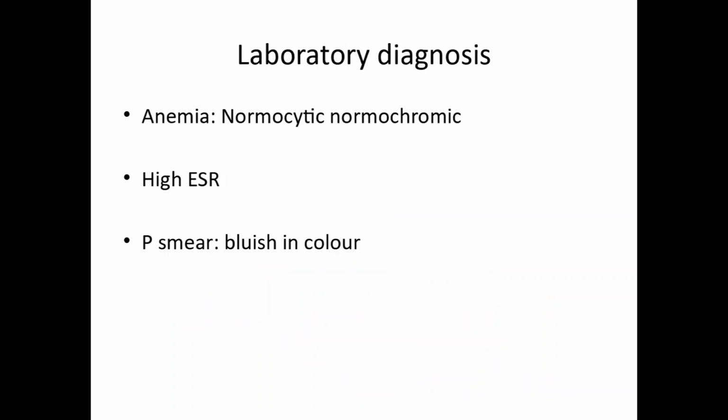For the diagnosis, the patient will have a normocytic normochromic type of anemia. The patient will have a high erythrocyte sedimentation rate, and the peripheral smear, if you see from outside, will appear very bluish in color.